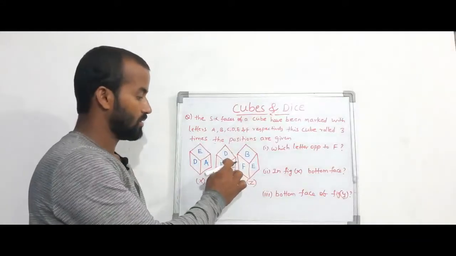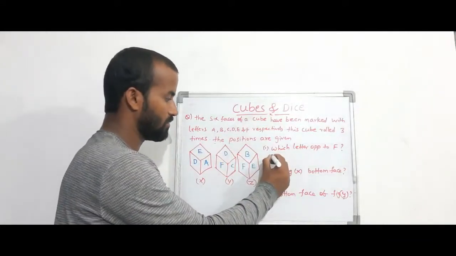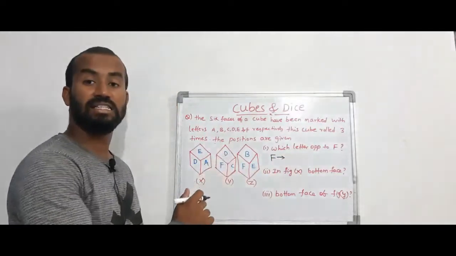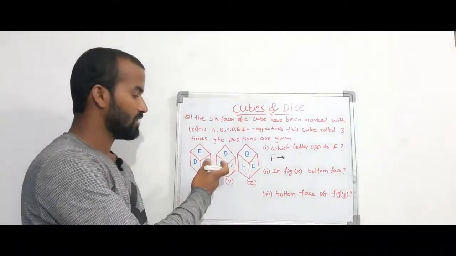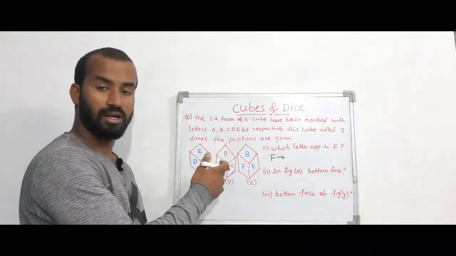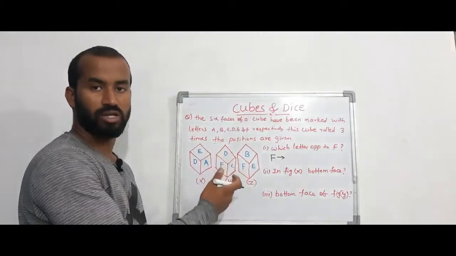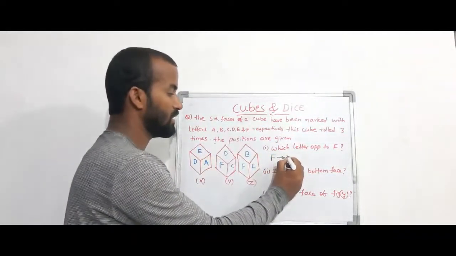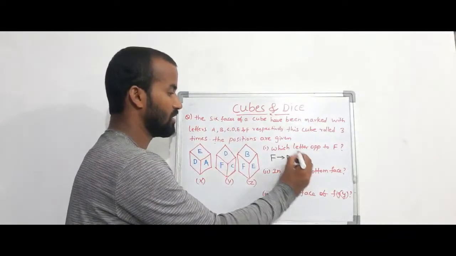For F, D and C are adjacent. Why? Because if not adjacent, we can't see. If D or C are out of D and C, anything is opposite, we can't see in this view, right? So D and C are adjacent.